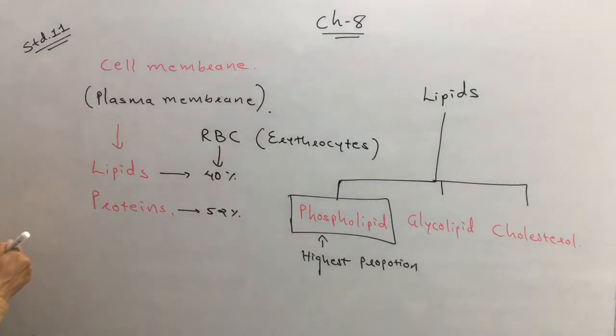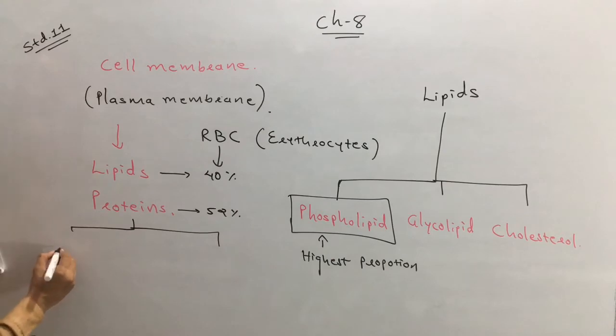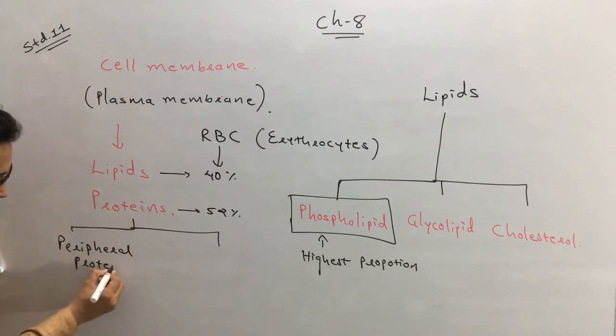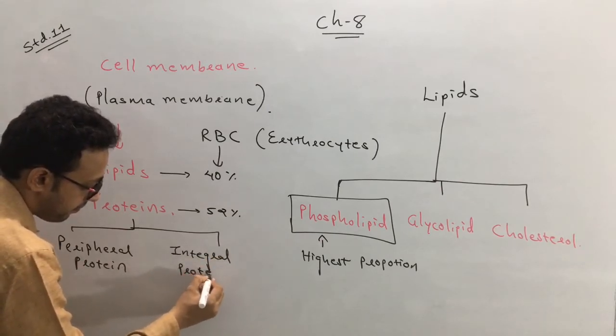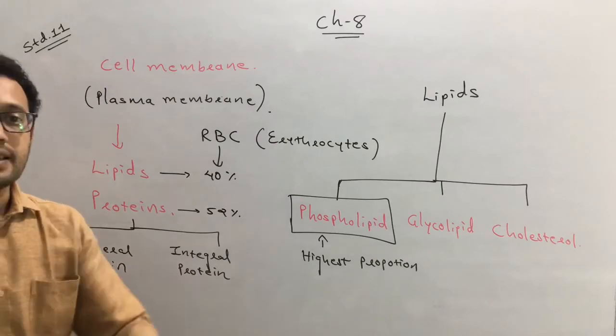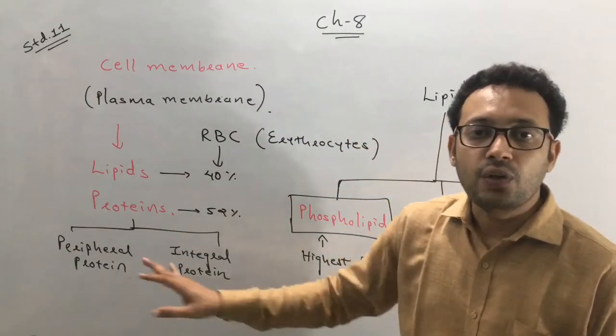Now regarding the proteins. In the cell membrane, two types of protein are found. The first is called peripheral protein, and the second one is called integral protein. Clear? Peripheral protein is found on the surface of a cell membrane. Integral protein is found either half inside or totally inside the cell membrane. Later on we will discuss how they look.